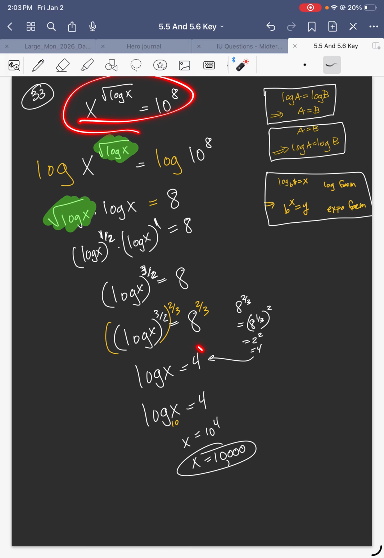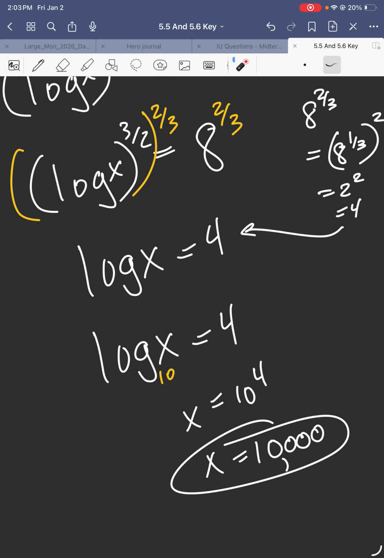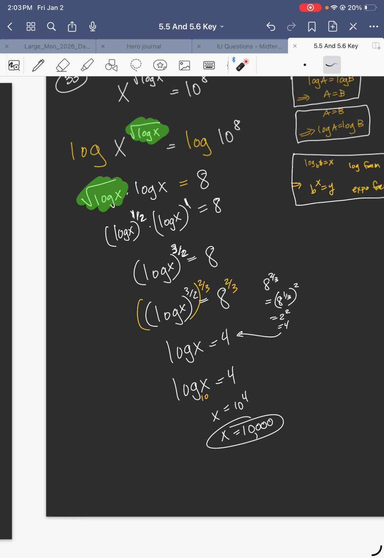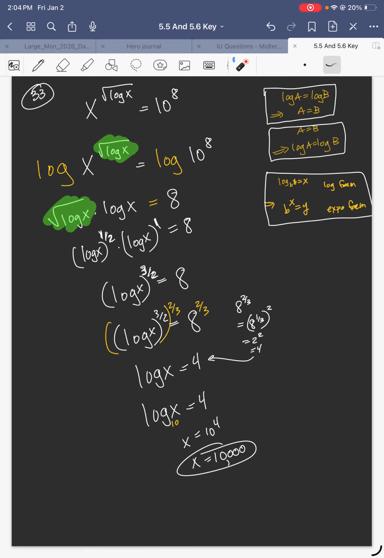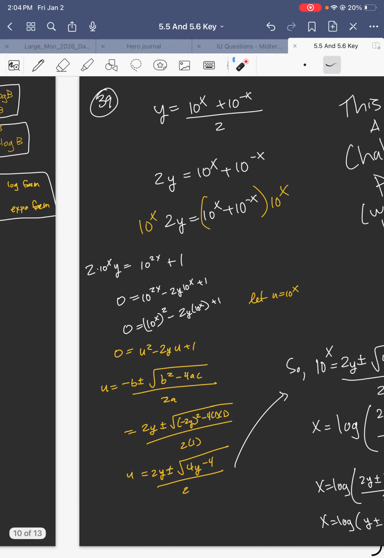Why didn't they just give me this to start with? So now I know there's an understood base 10. So I have 10 to the 4th is equal to x, so x is equal to 10,000. Pretty amazing, yes. Not easy, but I think it's doable once you've seen it.